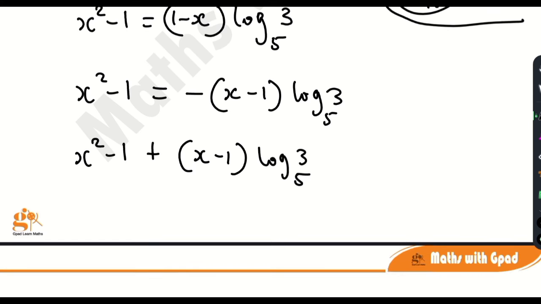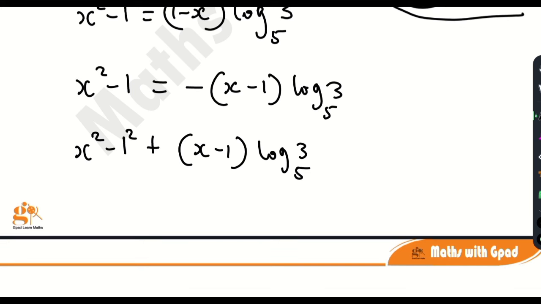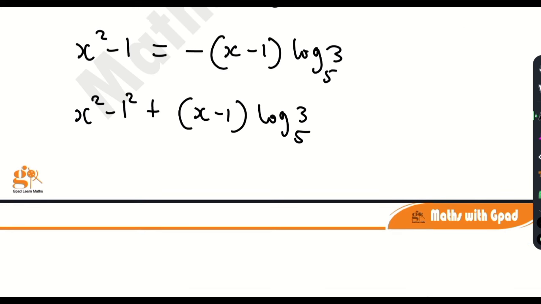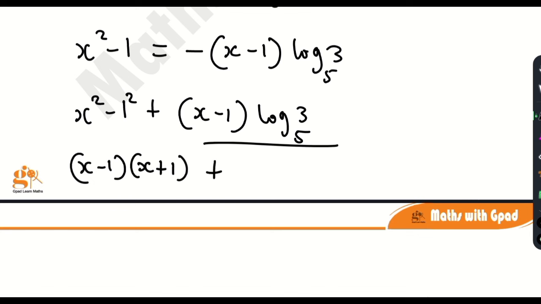Okay, now, can you see something here? This is difference of two squares. Where's the other square? I can put a square here, and of course, 1 squared is same as what? 1. So let's rewrite this. If you factorize this using difference of two squares, I'm going to have x minus 1, and then what? x plus 1. Then plus this other we have here. Of course, this is equal to 0. So x minus 1, and then log what?